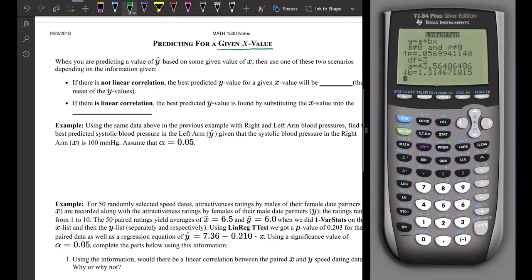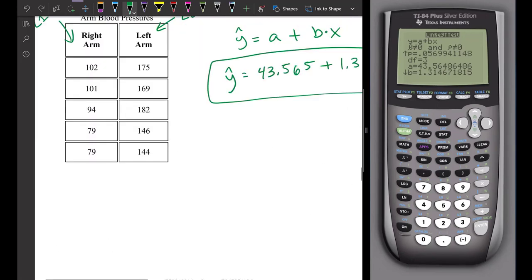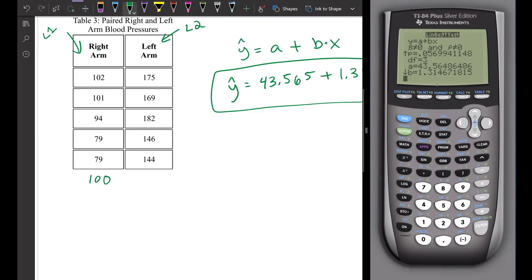Now, some problems are going to say, okay, let's say that you had 100 right arm pressure. What is the Y value going to be for that? And you could probably look at the data and make an estimate of what you think is going to be close. But when you're doing the homework, you have to figure out, is there a linear regression for this problem or not?